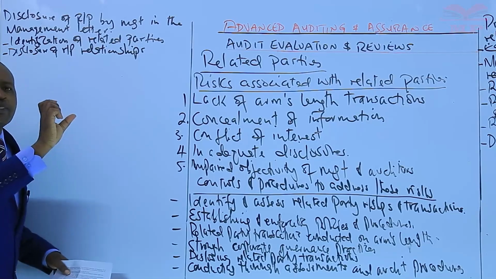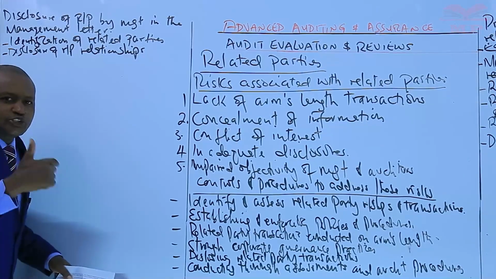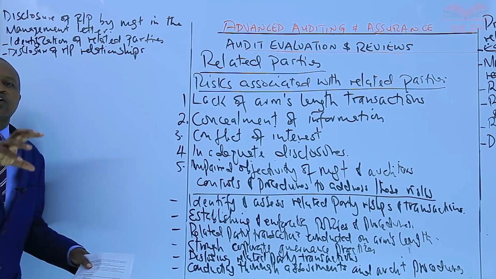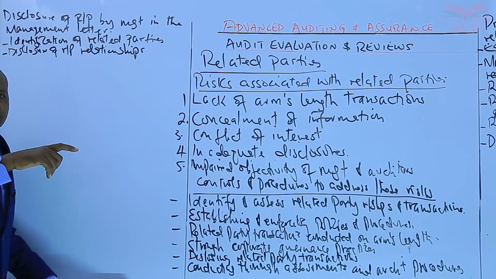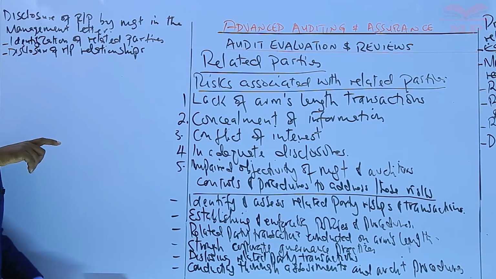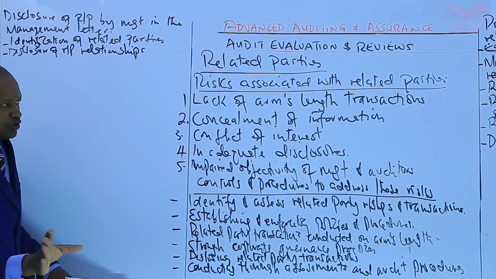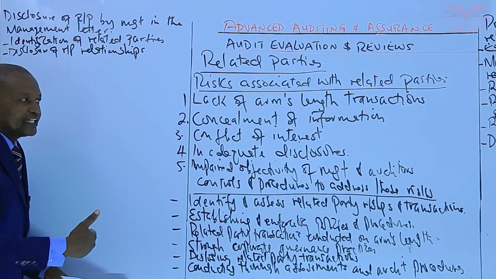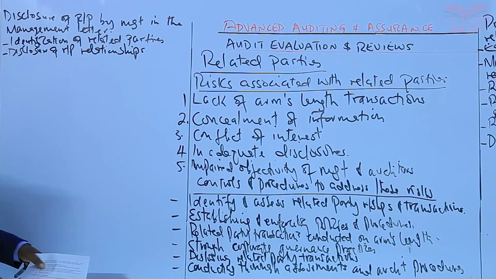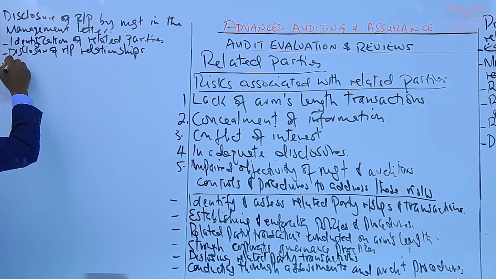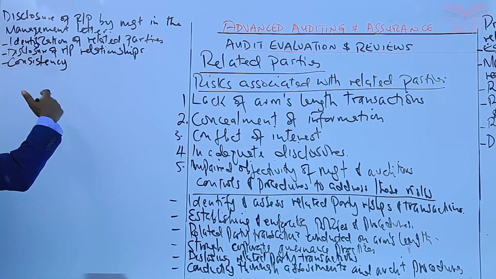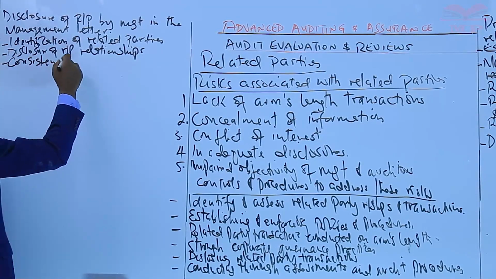It represents that all material related party relationships are disclosed in accordance with applicable accounting standards. Do you understand? Which may include information about the nature of transactions or any other arrangements the company has with the related parties. Number 3 is the consistency with accounting policies.